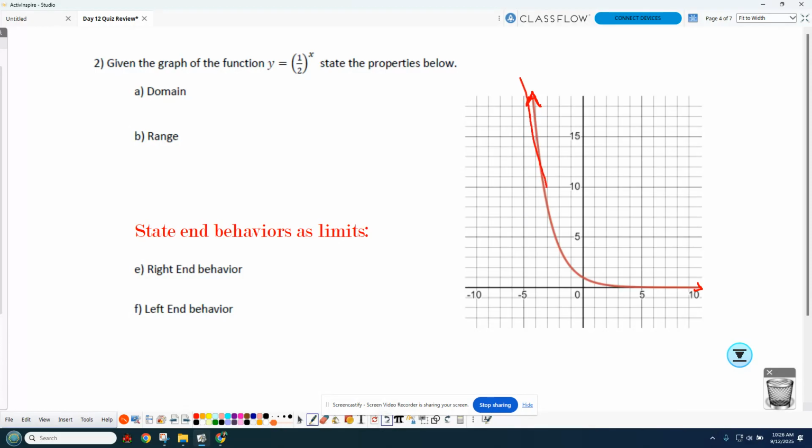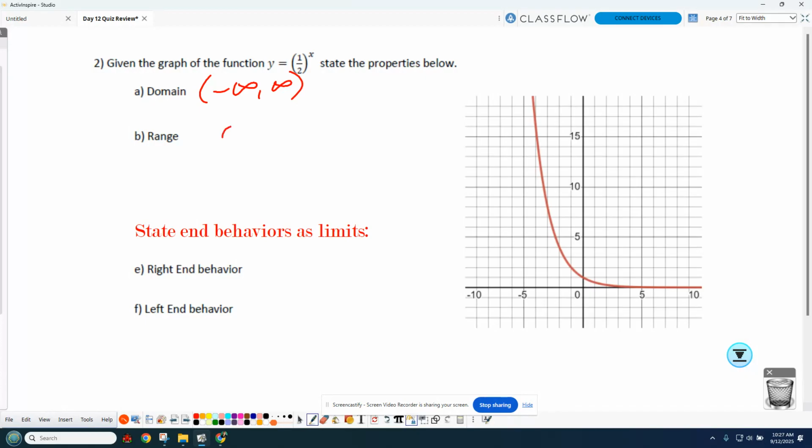There's no x value you can't plug in. It's not doing this, but it is going forever up and out. So all the x values are okay. How do I say that? All real numbers, negative infinity to infinity. What's the range? Here are all the y values that can come out.